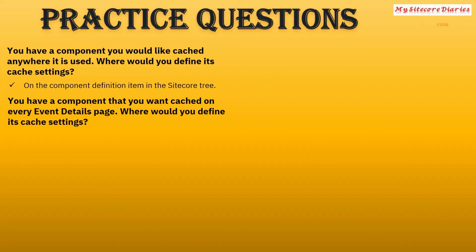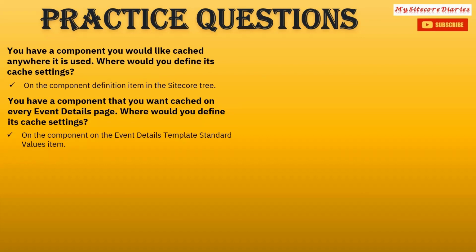You have a component that you want cached on every event details page. Where will you define its cache setting? What it is saying is that if you use that component in the event details, then only it should cache, otherwise it should not be caching. So you should apply the cache on the event details template page. So these are the questions.